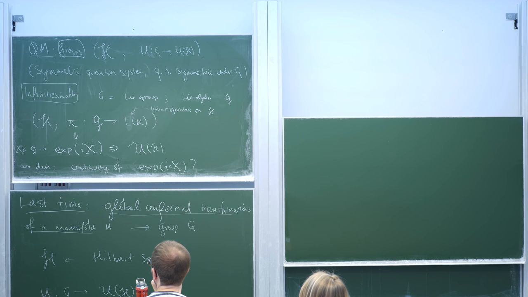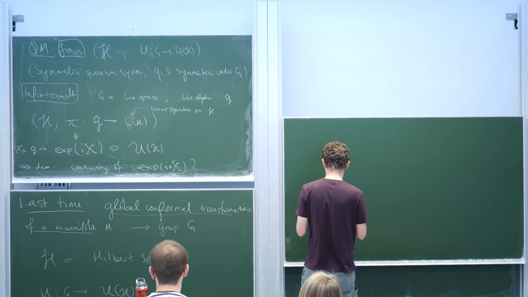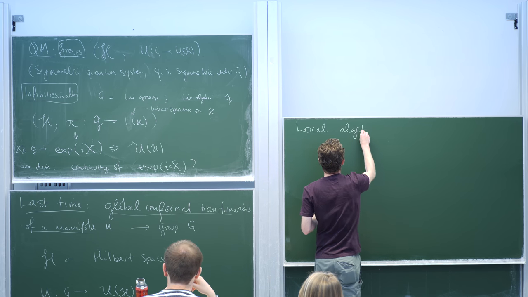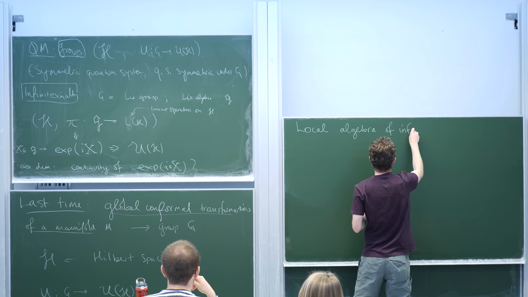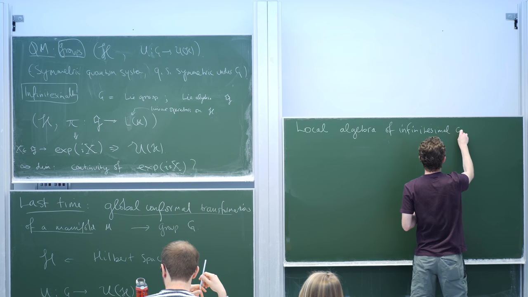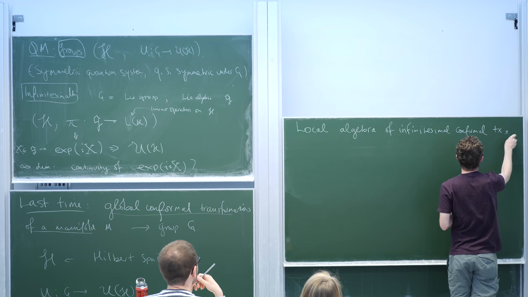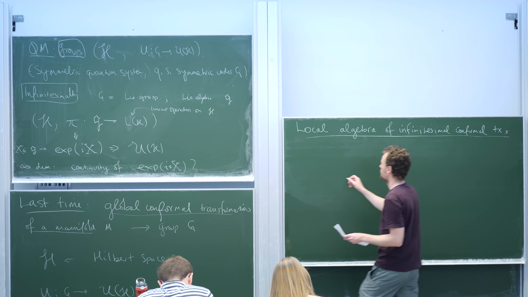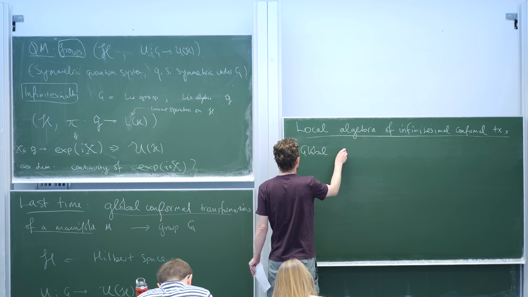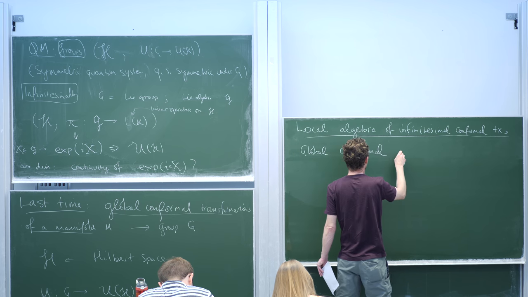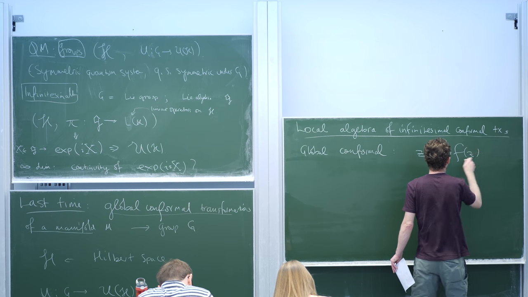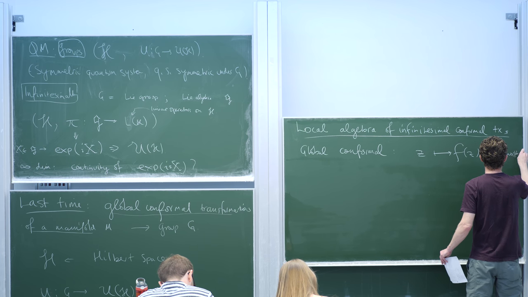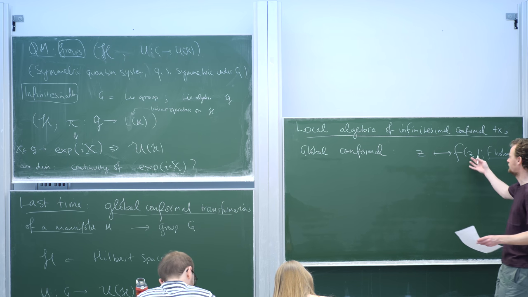Okay, then let's get to understanding local conformal transformations. So the local algebra of infinitesimal conformal transformations. Let's try and understand this thing. So remember, a global conformal transformation is just a map from z to f(z) for any holomorphic f, and such that its inverse is globally holomorphic.